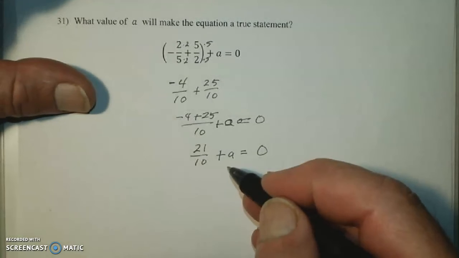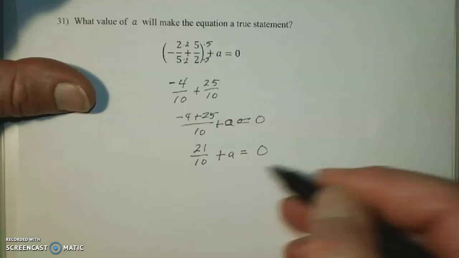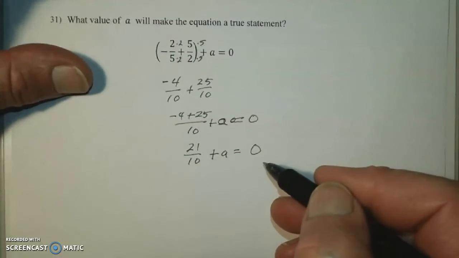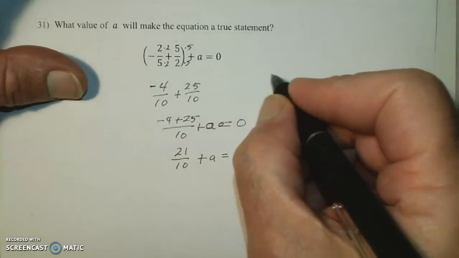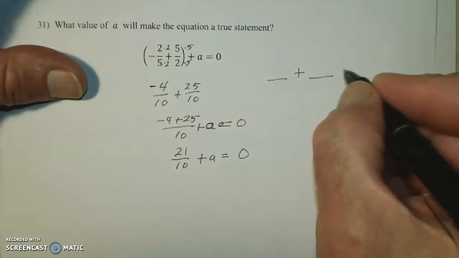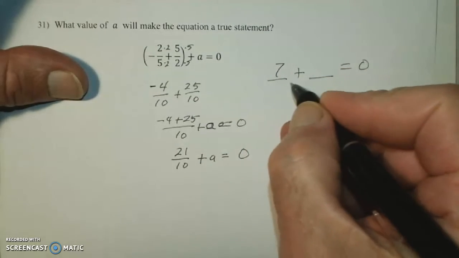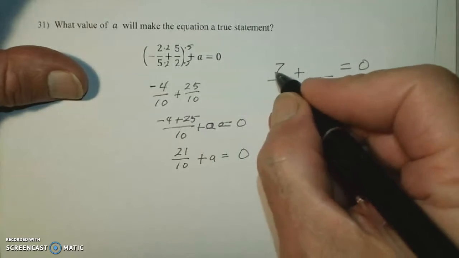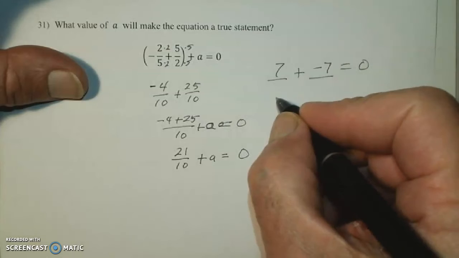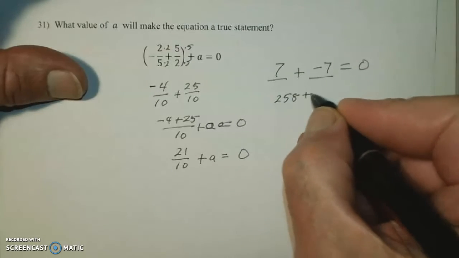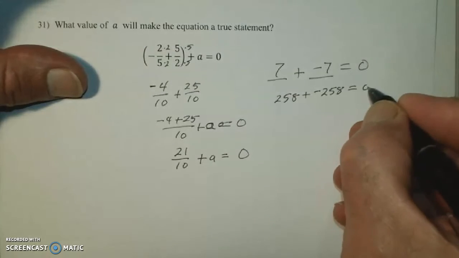Now the thing here is we're adding something to a to get 0. We haven't talked about solving equations yet, so let's just reason this out. You've got two things being added together that equals 0. Well, if the first number was 7, the second number would have to be its opposite, negative 7. If the first number was 258, the second number would have to be a negative 258 to equal 0.